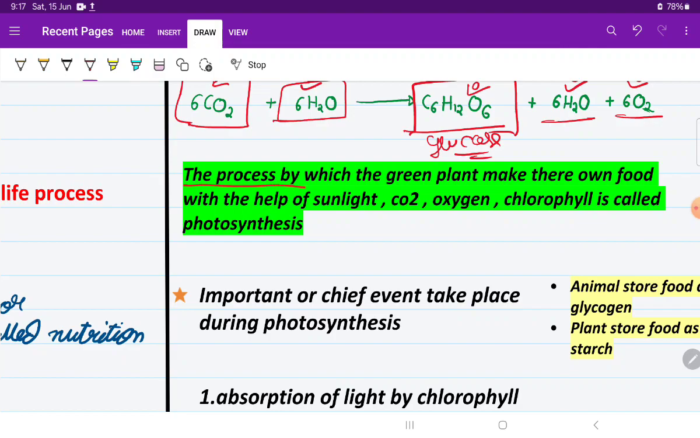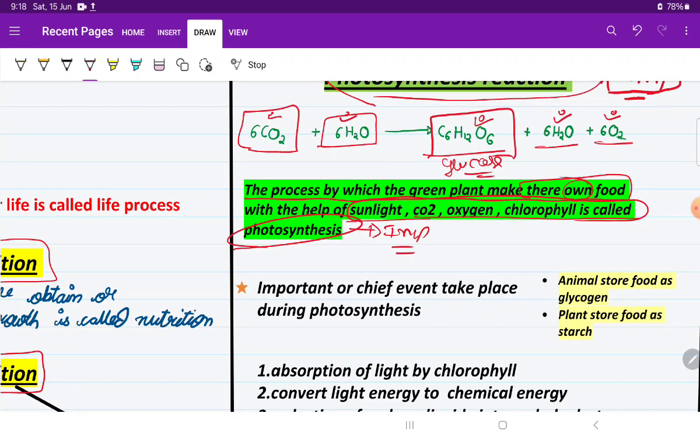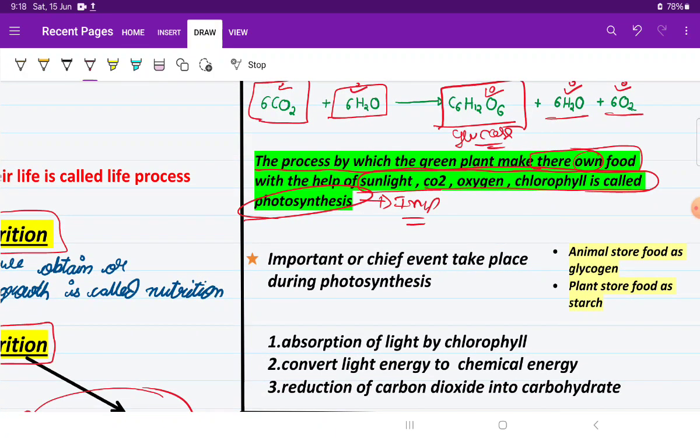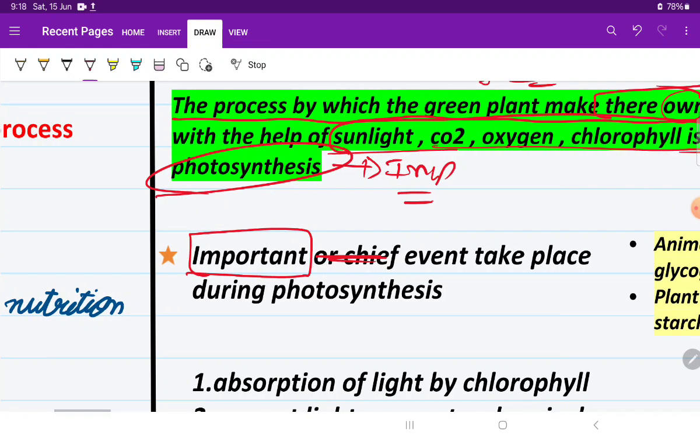The process by which green plants make their own food with the help of sunlight, CO2 (not O2, CO2), oxygen and chlorophyll is called photosynthesis. This is important, students. Okay, photosynthesis. Now let's see the important events that take place during photosynthesis.